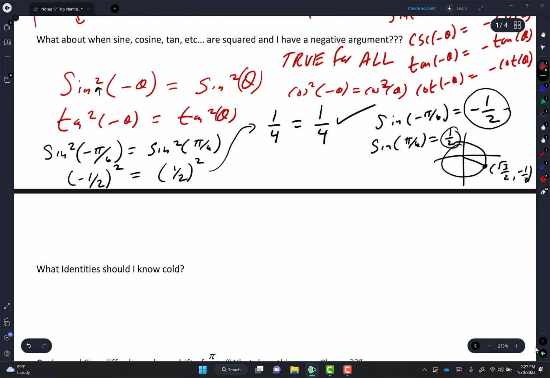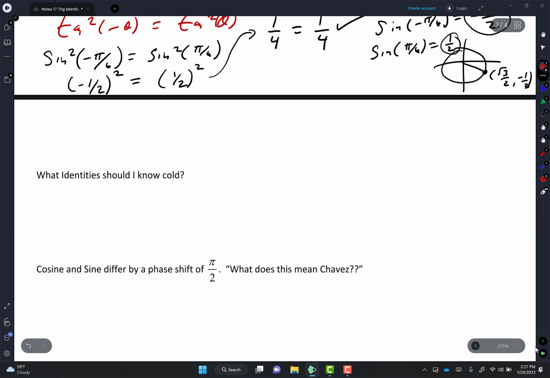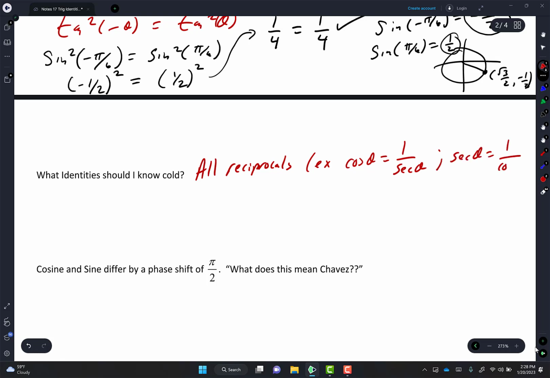All right. What identities should you know cold? All the reciprocals. Let me give you an example. You should know that cosine theta is the same thing as 1 over secant theta, and vice versa. Secant theta is the same thing as 1 over cosine theta. So know all the reciprocals, stone cold. Like, know it like the back of your hand.